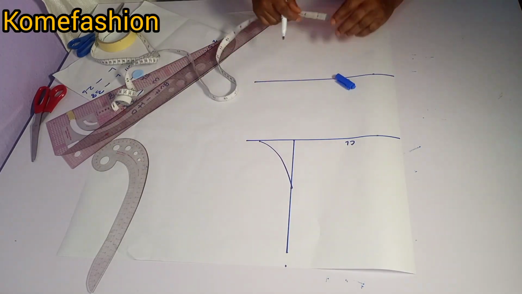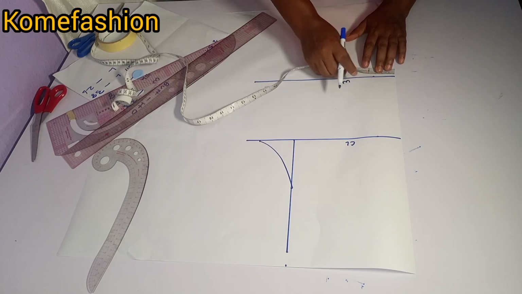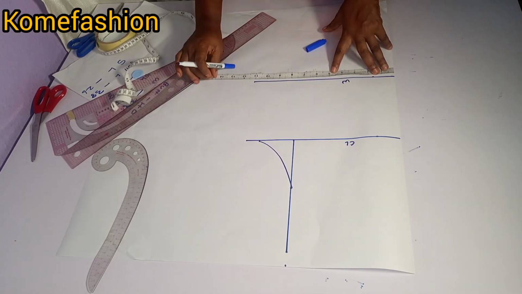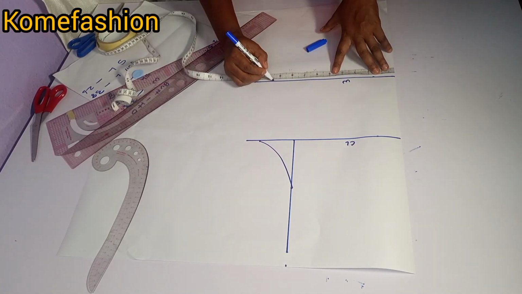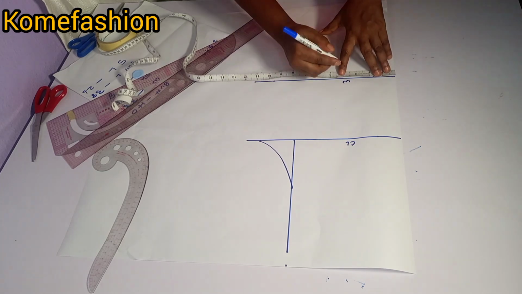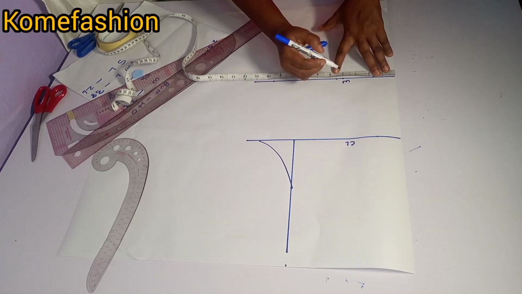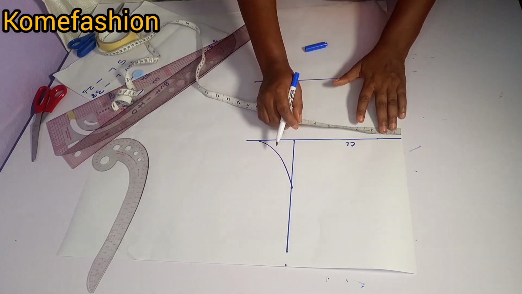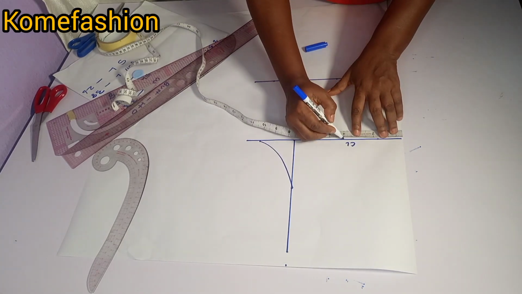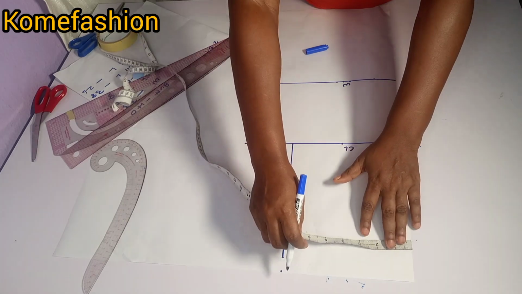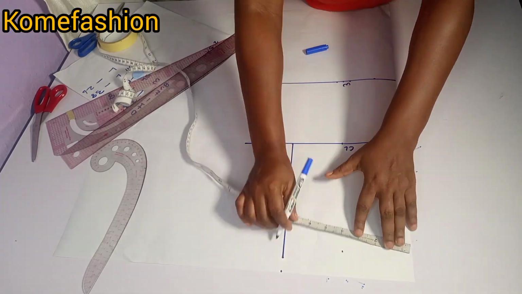After that, I'll go ahead and input my waistline measurement, which is 8.5 plus 1 inch dart intake, and that will give me 9.5. So I'm going to mark my dart height. This is 4 inches for my dart, half inch to the left, half inch to the right. I'll come over here and mark 4 inches, then extend the 4 inches upwards also.